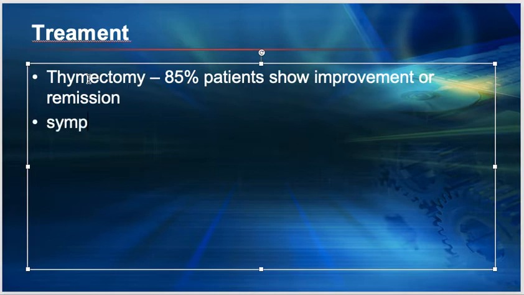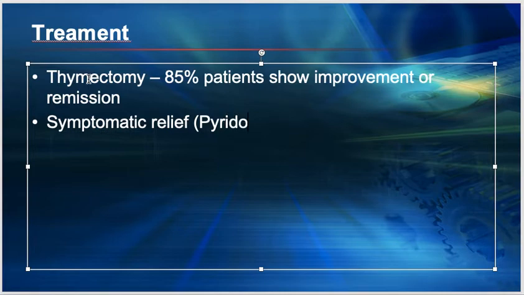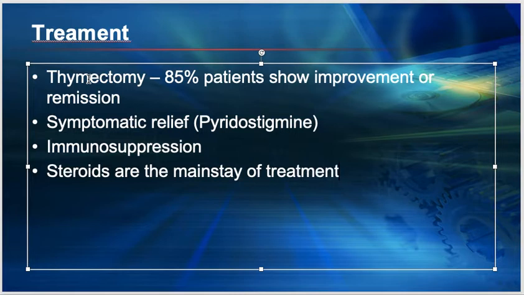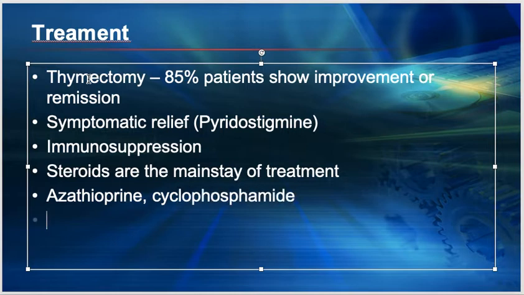Other than that, for symptomatic relief we can use acetylcholinesterase inhibitors, because we have to increase acetylcholine there, with a drug like pyridostigmine. It's an autoimmune condition, so we can suppress the immunity and put the patient on immunosuppression. Whenever someone has an exacerbation, steroids are the mainstay of treatment. If the patient cannot take steroids, we can give other immunosuppressive drugs, like azathioprine or cyclophosphamide.